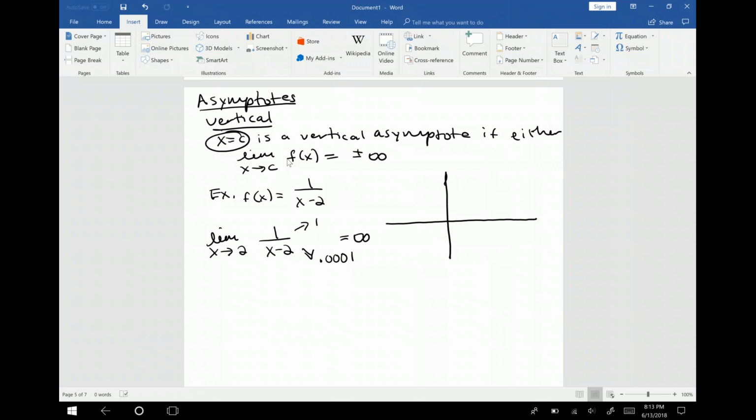Because you have these tiny numbers. Where's this infinity coming from, right? It just doesn't seem right. But you can do it on your calculator and see. So that's the calculus way of finding asymptotes.